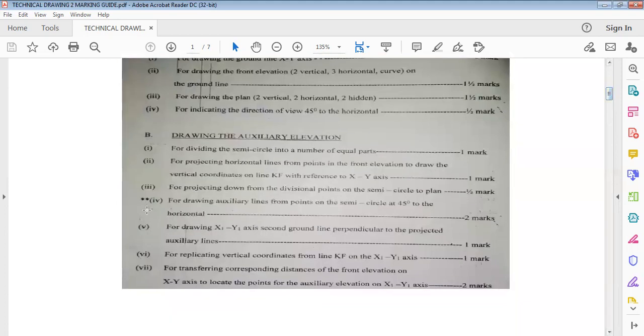And then Roman figure 2 says that for projecting horizontal lines from points in the front elevation to draw the vertical coordinate on line KF with reference to the XY axis, you have 1 mark.